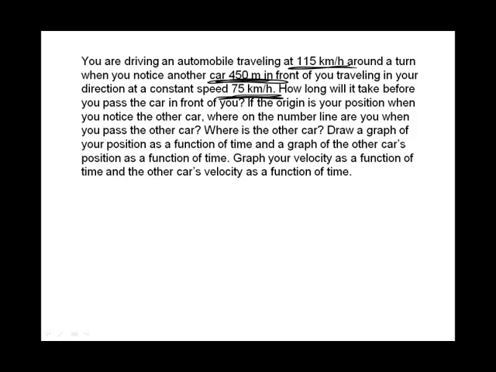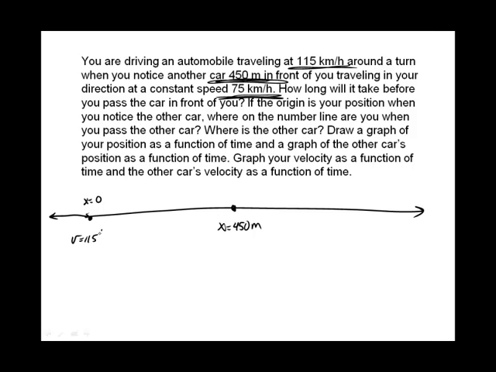Okay, the origin is your position when you notice the car. So let's put the origin right here. We have a number line. You're at x equal to 0, and here's a car up here at x equals 450 meters. You have a velocity of 115 kilometers per hour. The car in front of you has a velocity, call that v2, this is v1, of 75 kilometers per hour.